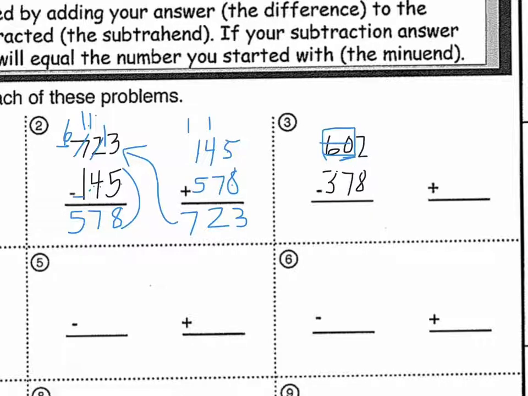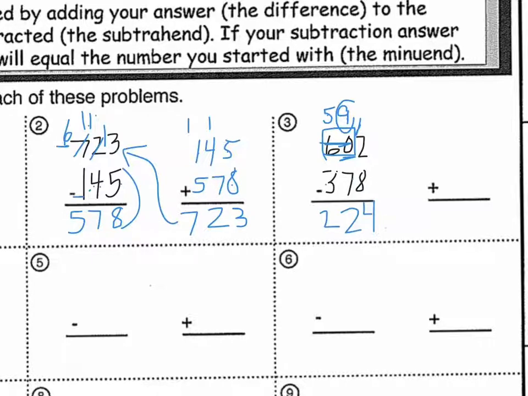What's 1 less than 60? 59. So there we go. Change that into 59. Change the 2 into 12. 12 minus 8 is 4. 9, now this 60 is gone. 9 take away 7 is 2. 5 take away 3 is 2.